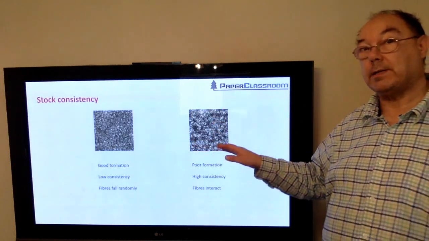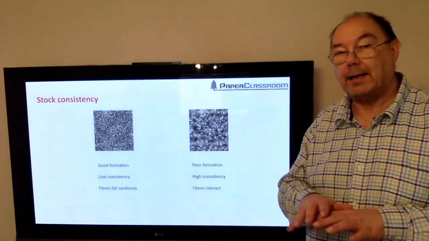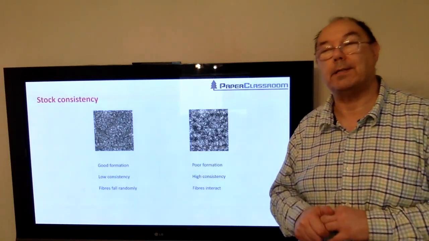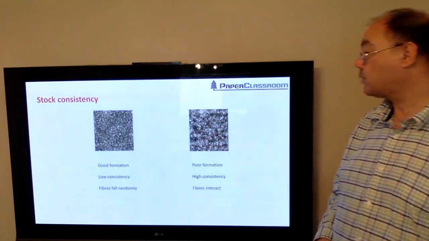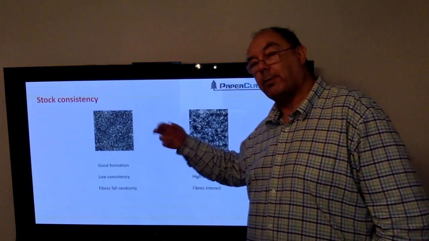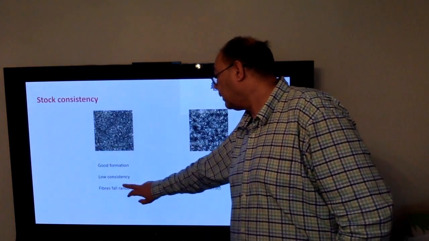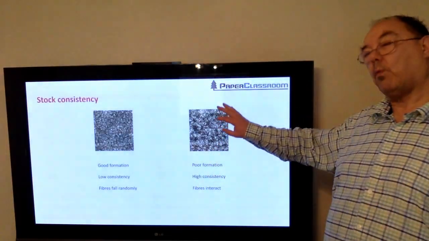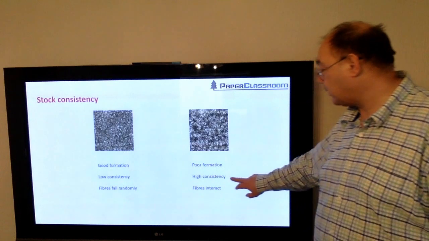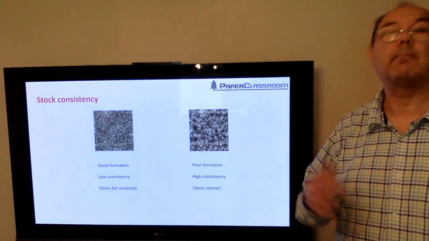As you increase consistency, the fibres get closer together, they are very likely to interact with other fibres in the system, and therefore you'll get this sort of flocky appearance. So, summary: good formation is caused by low consistency. That makes the fibres fall randomly. Poor formation, one of the reasons is you have high consistency and therefore the fibres interact with each other.